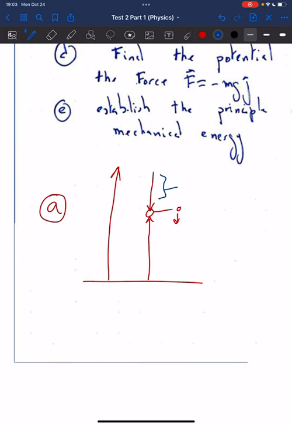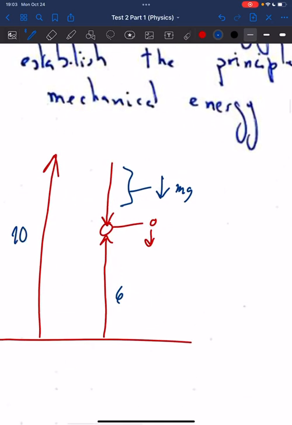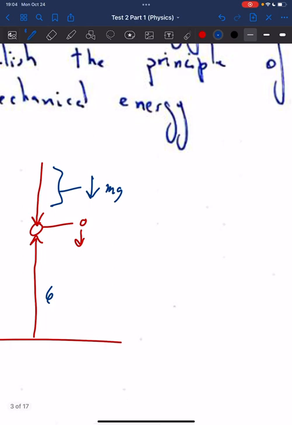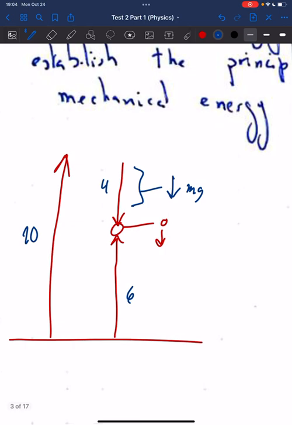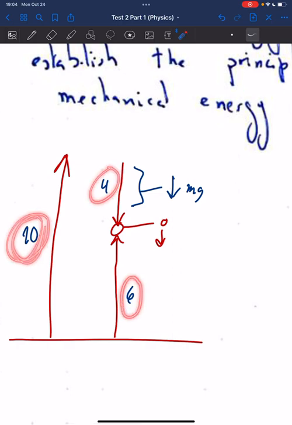But in this example, it's not negative when it's going down. Since it's going down and gravity mg is going down as well, both are going down, that means there's no change. No change means it's positive. So it would be 4. This will be 4, of course, because 6 and 4 gives you 10.